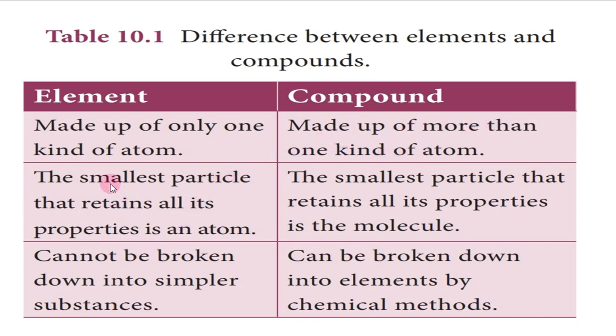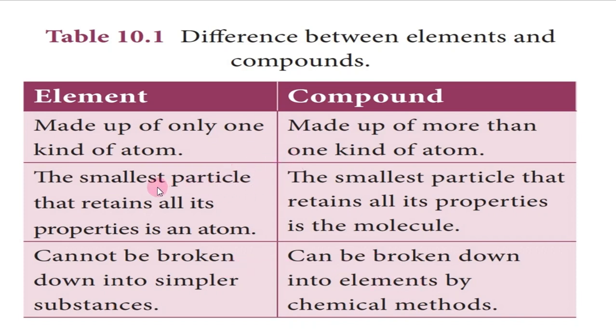Then see the second point, see the third point. Second point later I will explain. So third point: elements cannot be broken down into simpler substances. Compounds can be broken down into simpler substances by chemical method. So this point we already discussed, right?